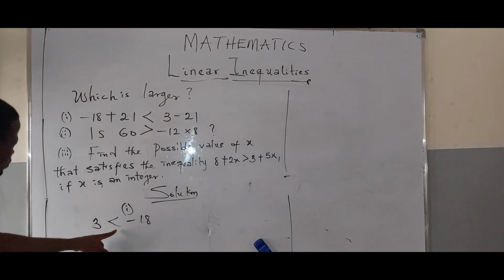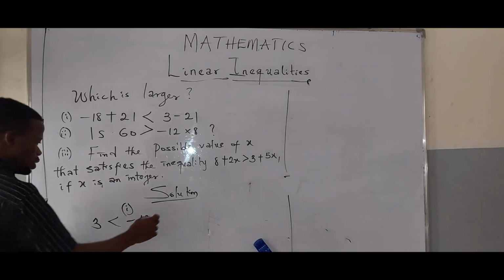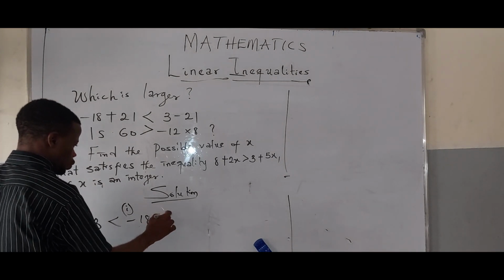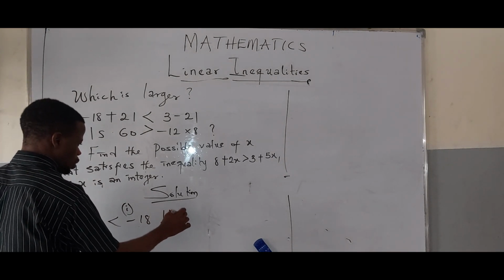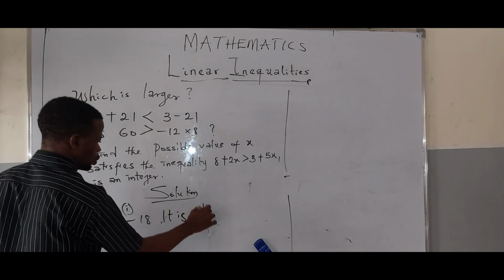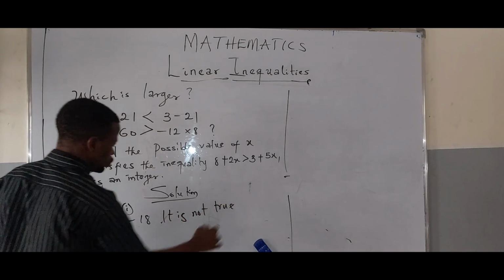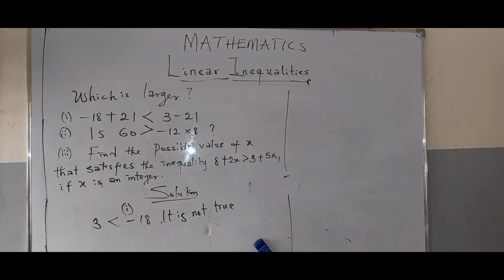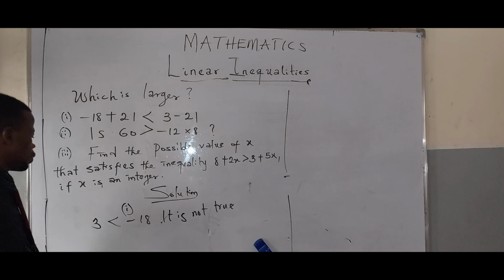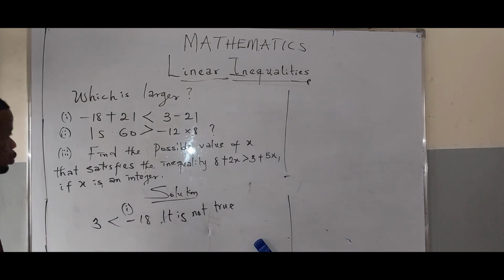So is 3 less than this? This is not true. 3 cannot be less than a negative number. A positive number cannot be less than this. So it is not true. Automatically 3 is greater. Good.